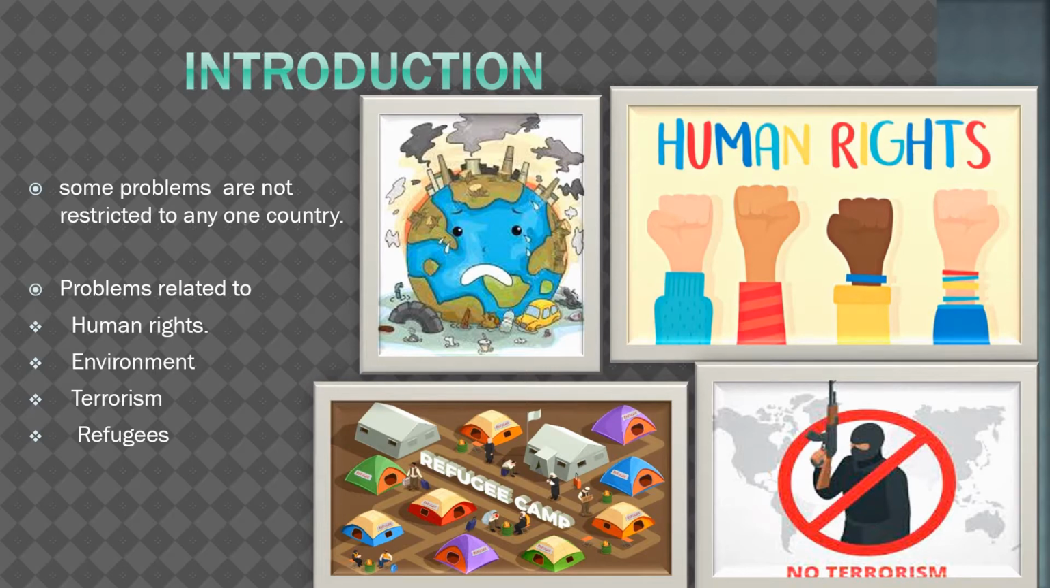In this chapter, we will be studying the problems related to human rights, environment, and terrorism. Even the question of refugees is now assuming global proportions. Hence, we should also consider this issue. So, children, let us begin with the first problem, that is human rights.